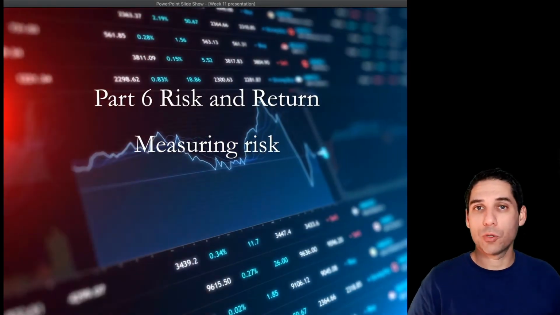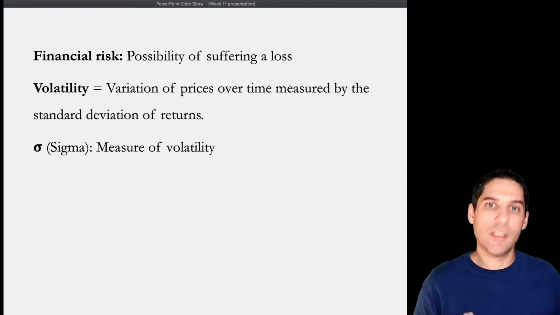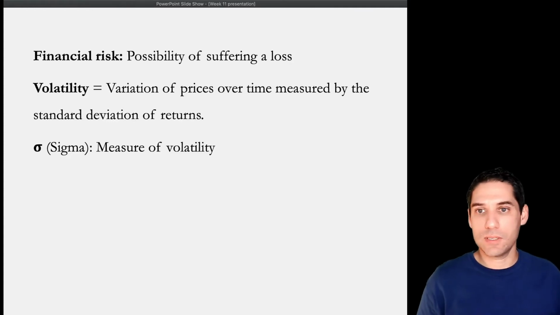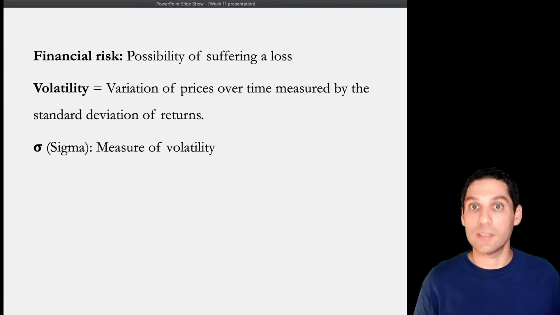Now that we know how to compute returns, let's turn to risk. Let's first start with the definition of risk in this context. What is financial risk? It's the possibility of suffering a loss. And we're going to measure risk. We're going to start with volatility.